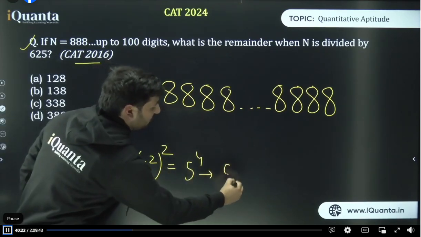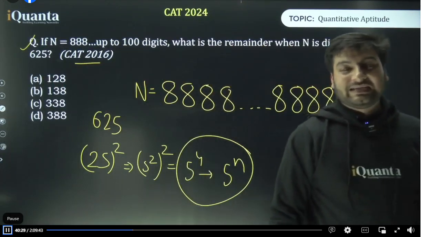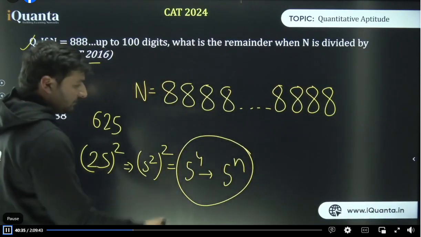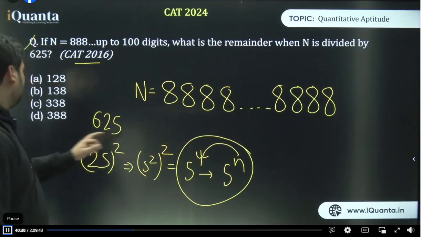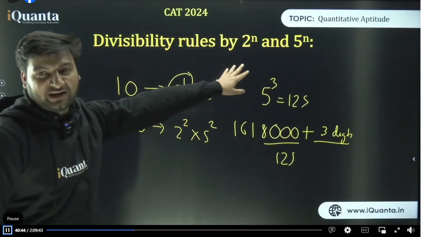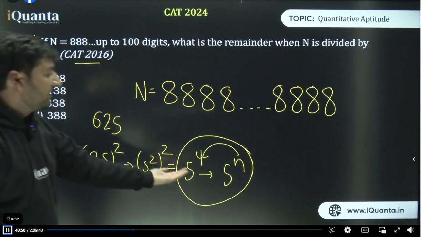What is this? This is 5 to the power n. What was the divisibility of 5 to the power n? We will check the last n digits, last 4 digits. Very good, because n is 4. And if I go back to the previous slide, we just discussed the divisibility of 2 to the power n and 5 to the power n. So 625, the number for which I am finding the divisibility, is coming out as 5 to the power 4.